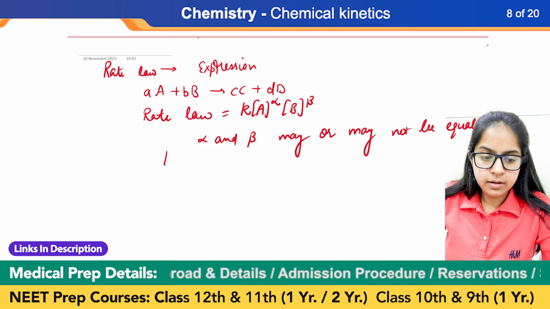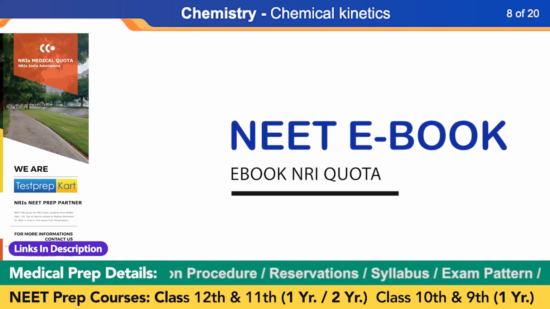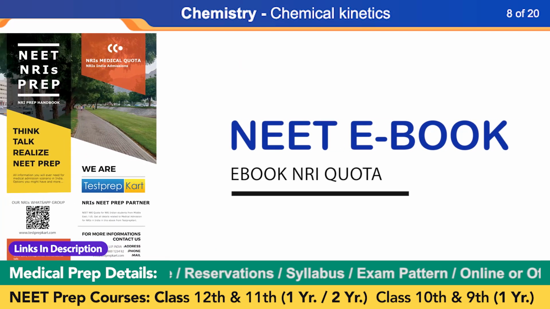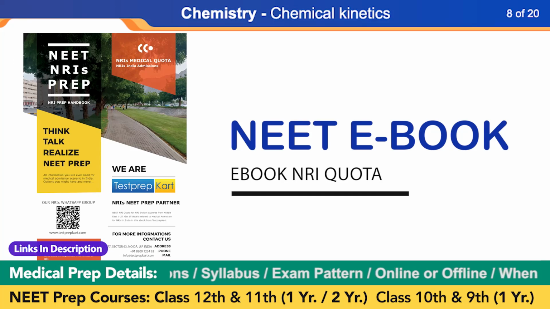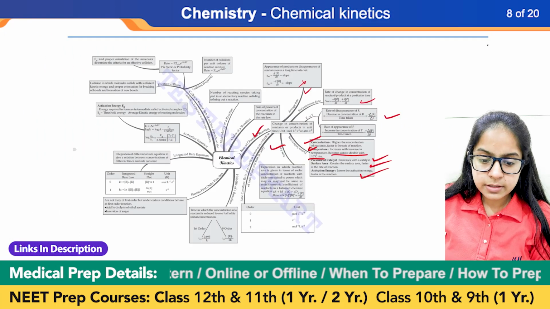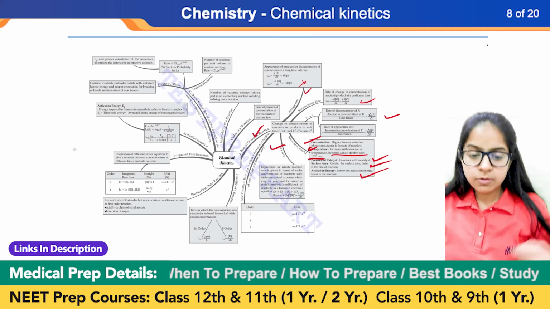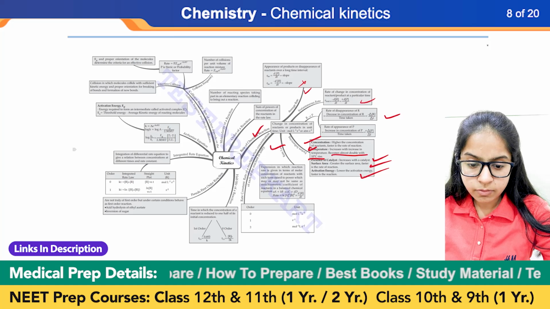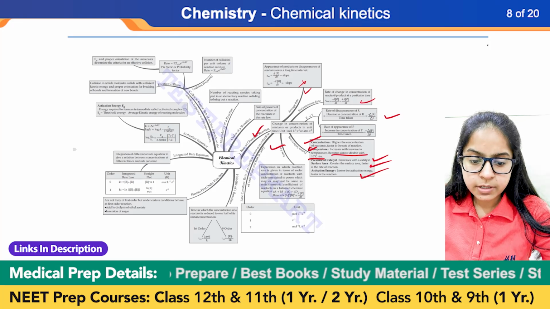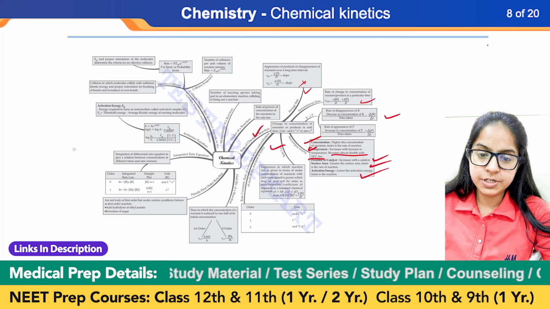Be equal to small a, small b. Okay. See, it's an expression in which the reaction rate is given in terms of molar concentration of reactant, with each term raised to a power which may or may not be the same as the stoichiometric coefficient of the reactant in a balanced chemical equation.